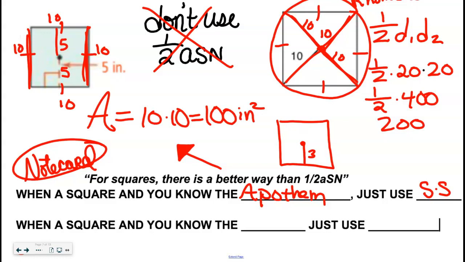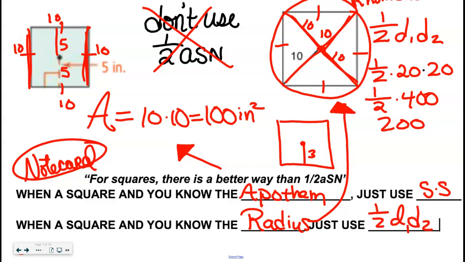So just kind of keep it to you, don't mess them up. When it's a square and you know the radius, and I'm going to go point, that's this guy up here, we're not going to use it as a square. We're going to think of it as a rhombus, and we're going to easily be able to get those diagonals.